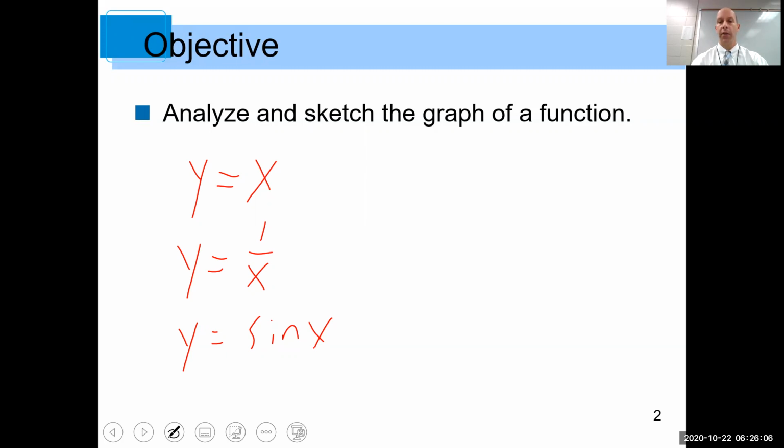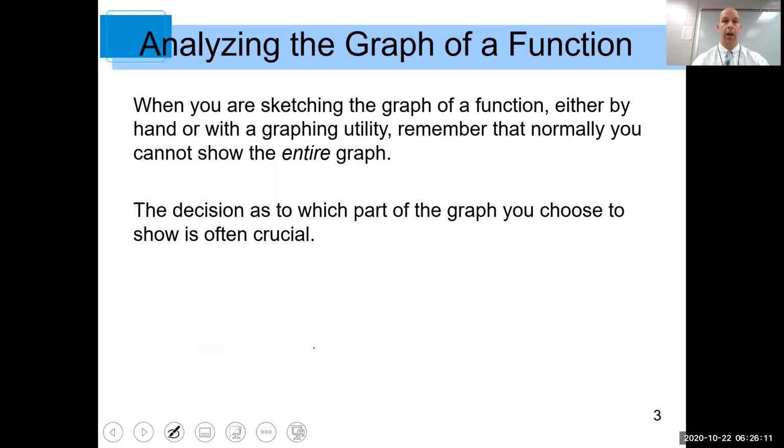Anyways, those are the basic functions. But now that we have calculus in our belt, we can analyze curves that we aren't so familiar with. So when you are sketching the graph of a function, either by hand or with a graphing calculator, remember you typically can't show the entire graph. That's why we put the little arrows at the end of the graph. The decision as to which part of the graph you choose to show is often crucial.